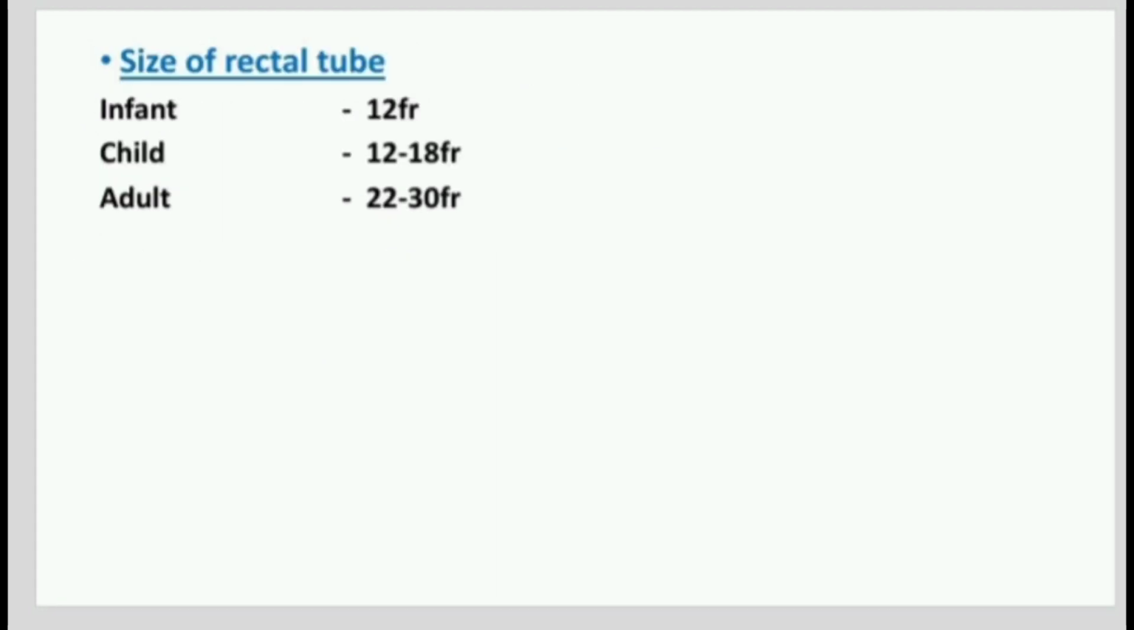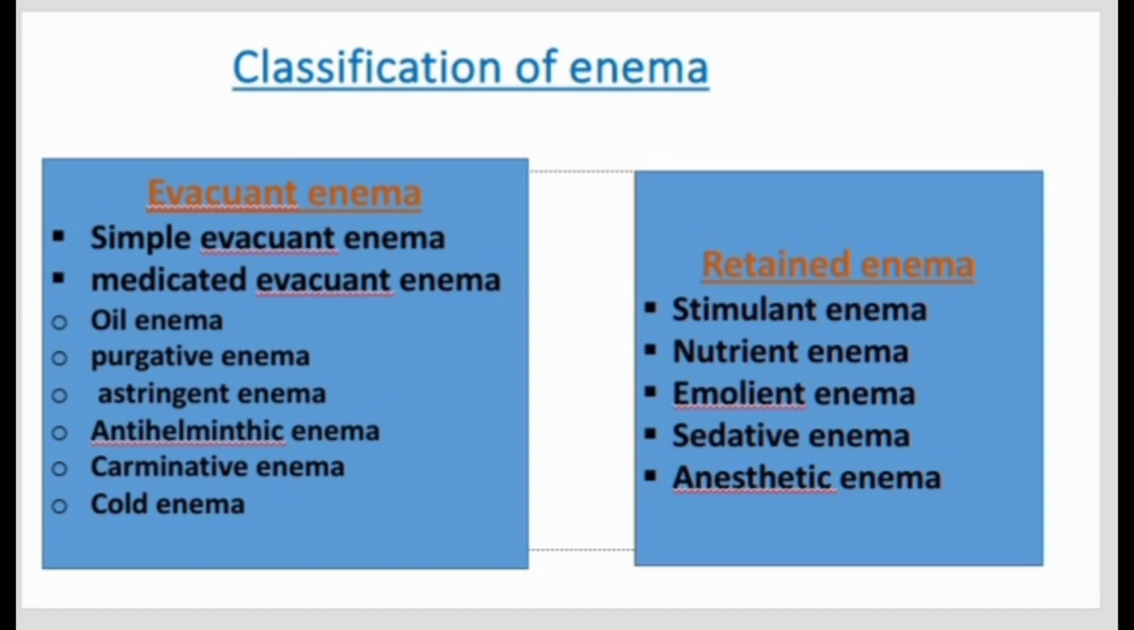Next is size of rectal tube. For infant 12 French, child 12 to 14 French, adult 22 to 30 French. Next, classification of enema. Two types are there: evacuant enema and retained enema.